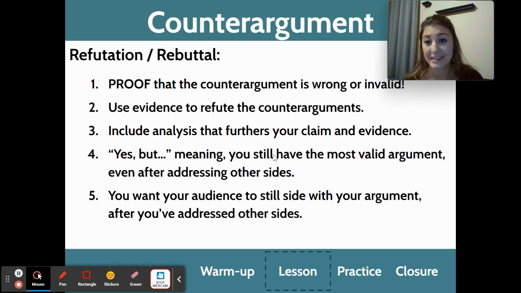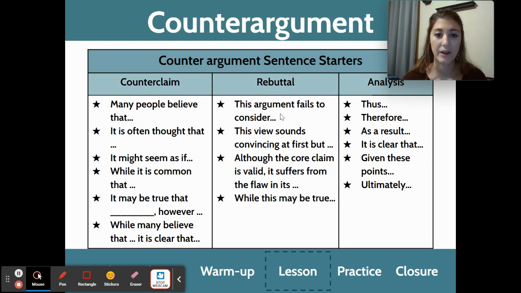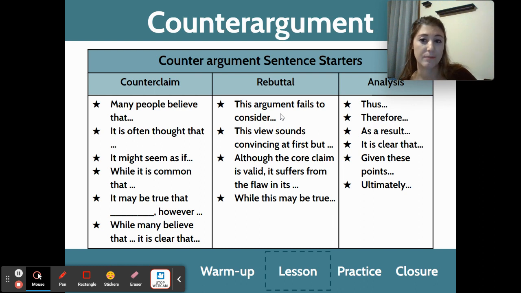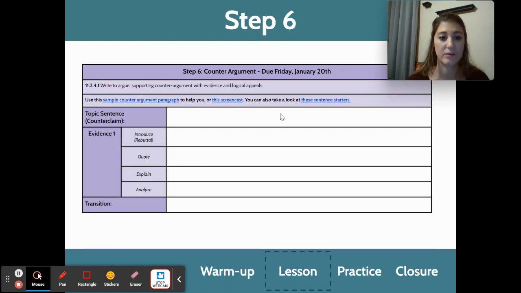Okay. At the end of the day, remember, you still want your audience to side with you. You don't want your counter argument to be so convincing that your audience is kind of like, well, I'm not believing your argument. I'm on the counter argument side. Okay, we've got some handy dandy sentence starters to kind of get that going, and I'll show you how those sentence starters fit in with the counterclaim outline. So you kind of like choose one from each category, the counterclaim, rebuttal, and analysis, and I'll show you kind of how that fits in with here.